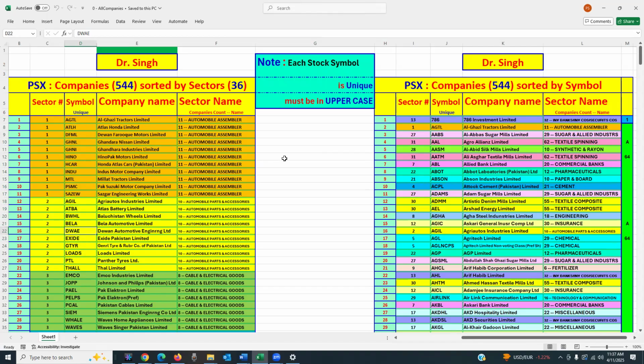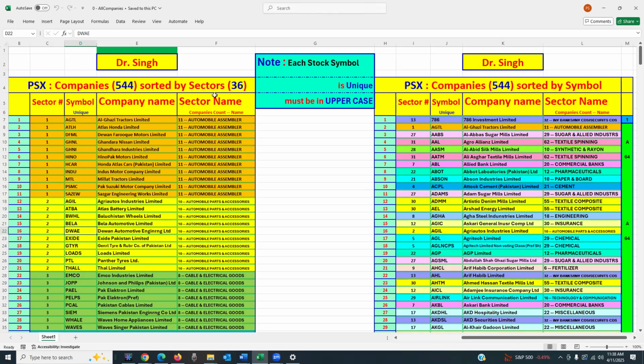Having said that, let me also mention again over here, the Pakistan Stock Exchange has 544 companies, and they are grouped into 36 groups. Each group is called a sector, and there are 36 sectors. So a company will belong to only one sector. They cannot overlap. That's how it is.